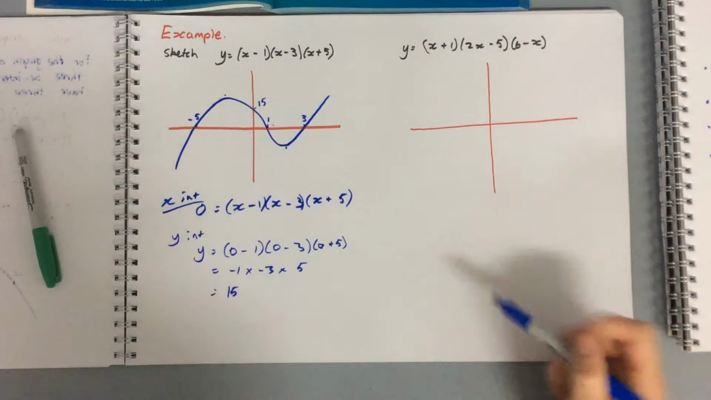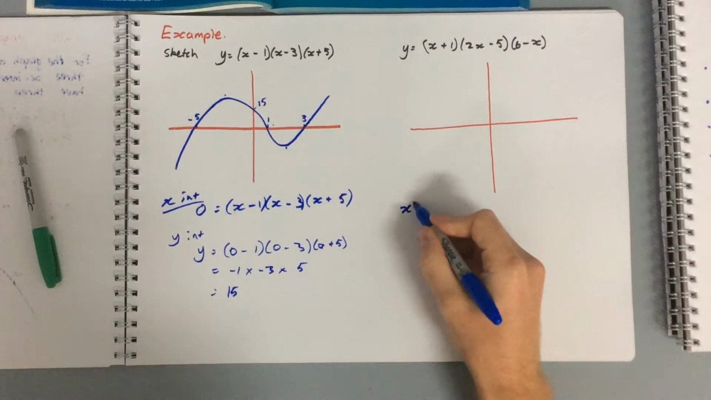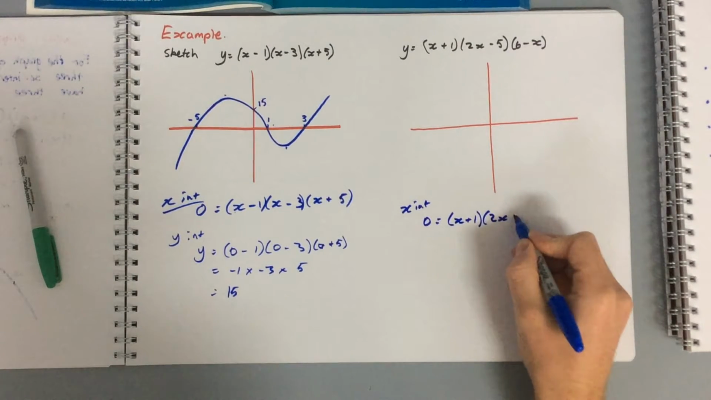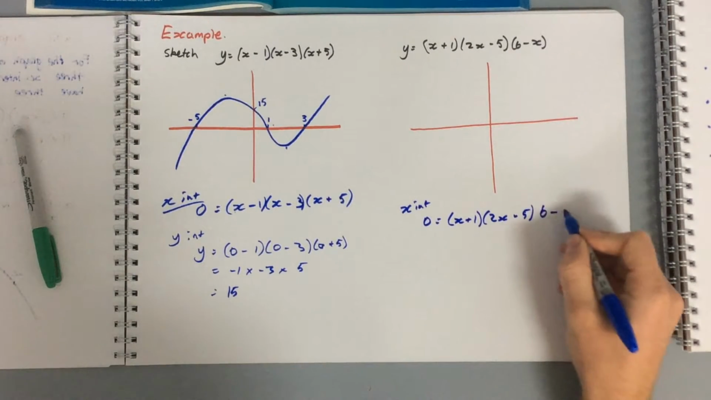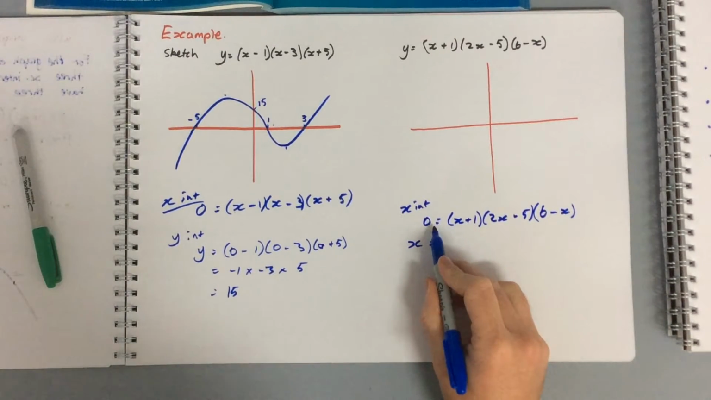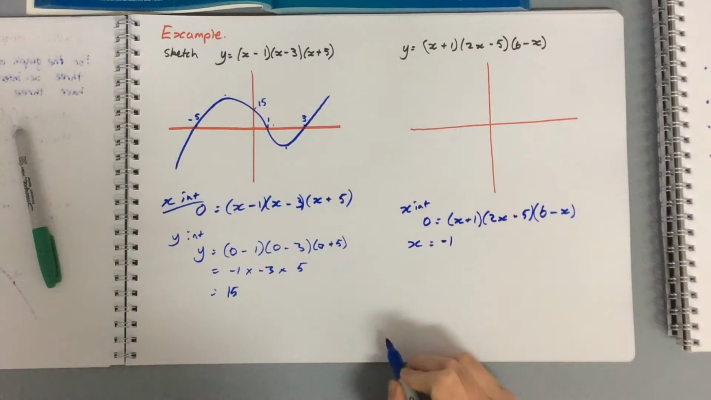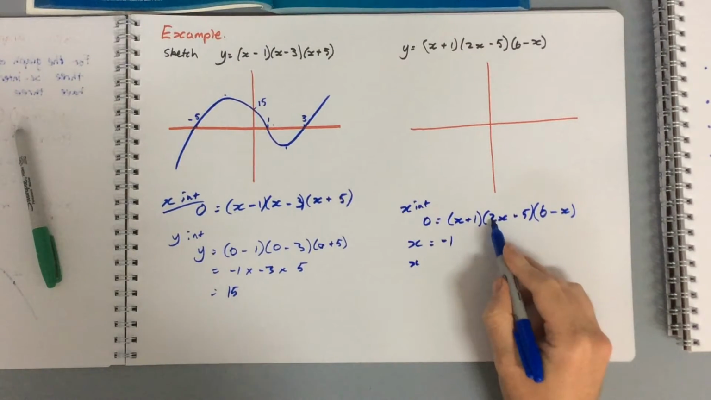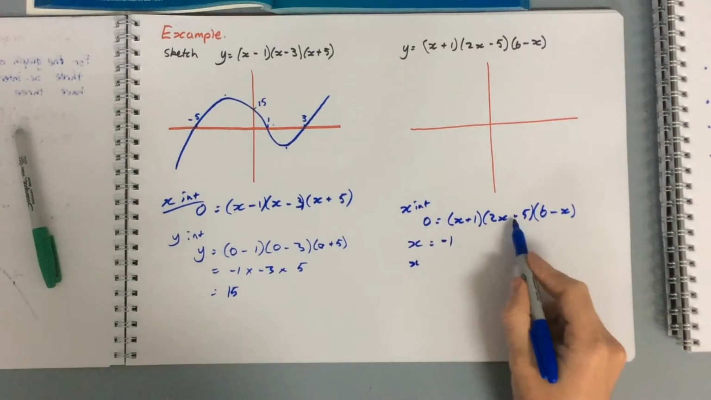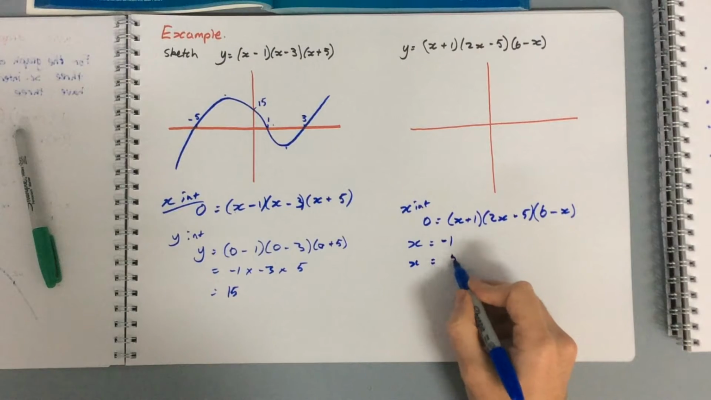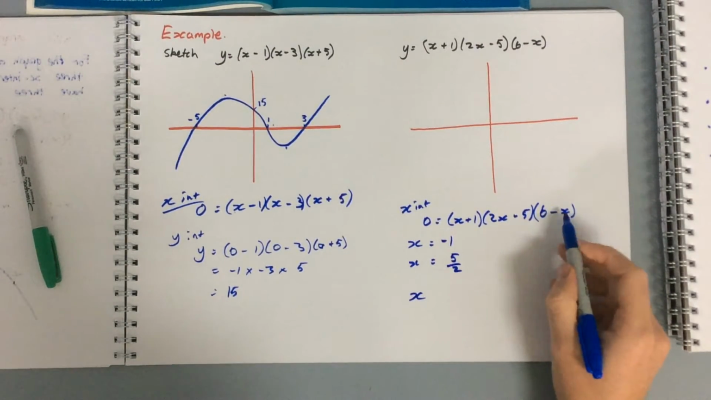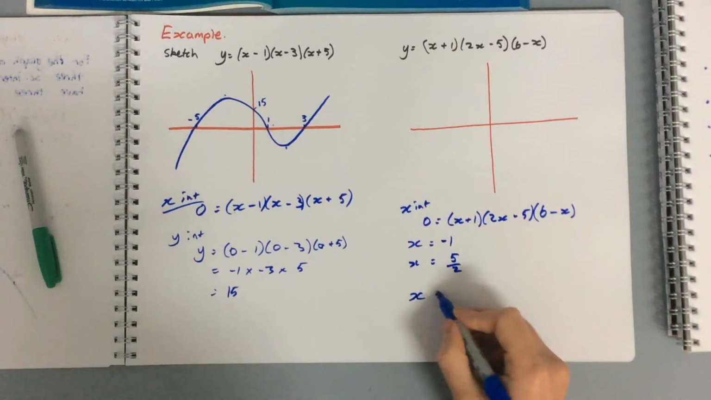This one is similar. So again, let's write it down, x-intercept. So 0 is (x + 1)(2x − 5)(6 − x). So our first one is going to be, okay, x + 1 is 0, x is minus 1. Our next one, 2x − 5 is 0, so x is plus 5 divided by 2. And our last one, 6 − x equals 0, so x is going to be 6.